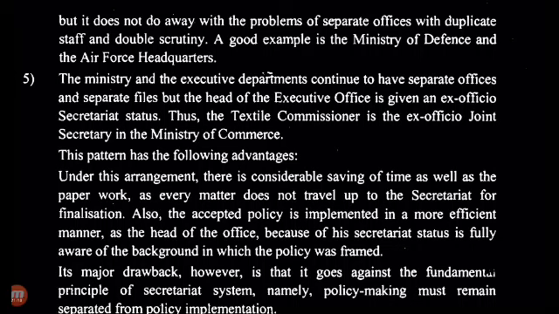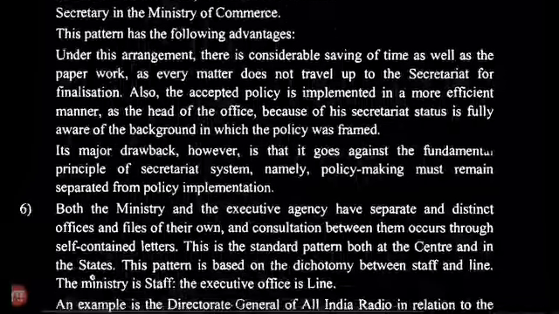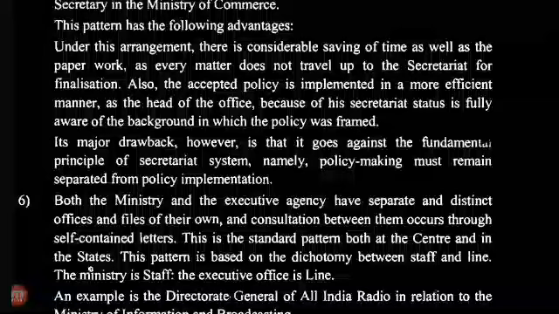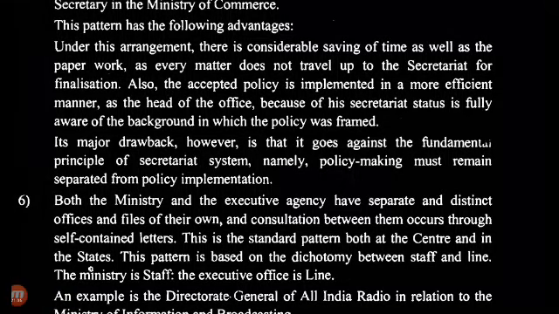Fifth, the Ministry and the executive departments continue to have separate offices and separate files, but the head of the executive office is given an ex officio secretariat status. Thus, the textile commissioner is the ex officio joint secretary in the Ministry of Commerce. This pattern has the following advantages. Under this arrangement, there is considerable saving of time as well as paperwork, as every matter does not travel up to the Secretariat for finalization. Also, the accepted policy is implemented in a more efficient manner, as the head of the office, because of his secretariat status, is fully aware of the background in which the policy was framed.